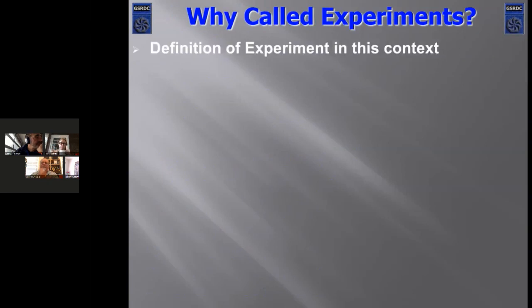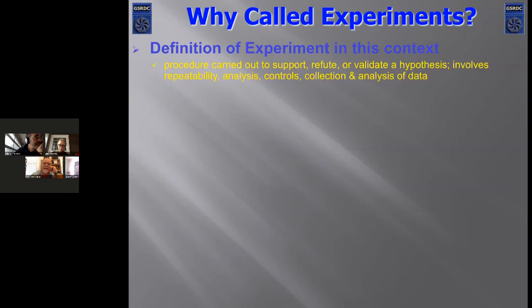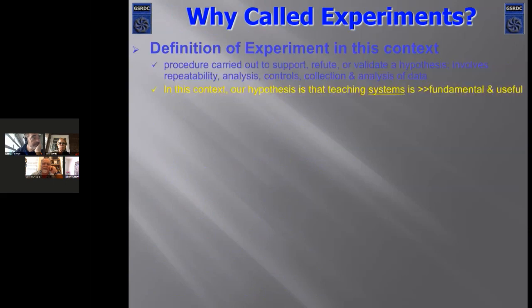So why do we call these experiments, like the integrated science general education, which I just bored you with 125 slides about last time in this series? Well, the definition of experiment in this context, at least, is a procedure carried out to support, refute, or validate a hypothesis. It involves things like repeatability analysis, controls, collection and analysis of data. In this context, our hypothesis is that teaching systems is fundamental and should be involved in higher education.